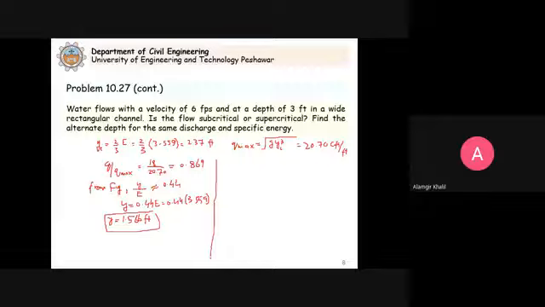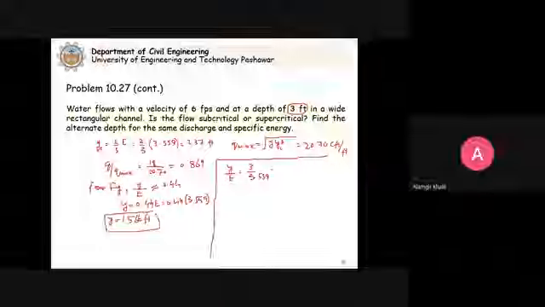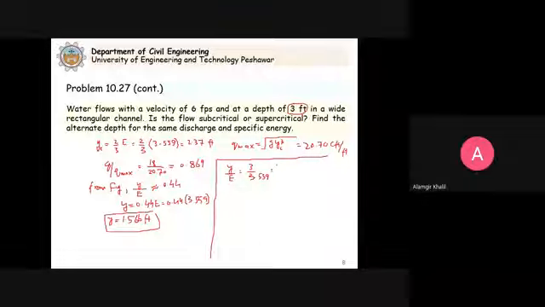Alternatively, we can also look at this from another angle. For example, what you can do is calculate this y by e. So what is y? y is given as 3 feet. We can calculate this as 3 over e, and e is already 3.559. From here, this y by e comes out to be 0.843.